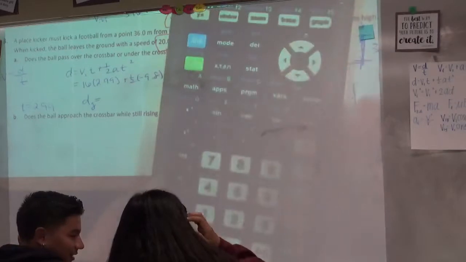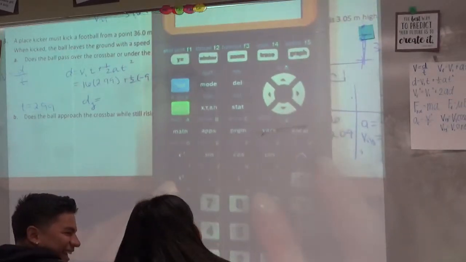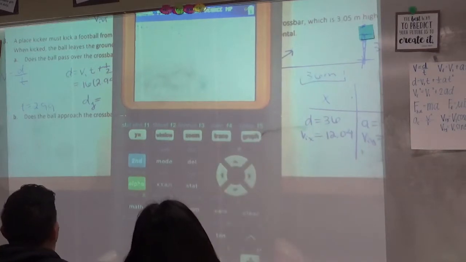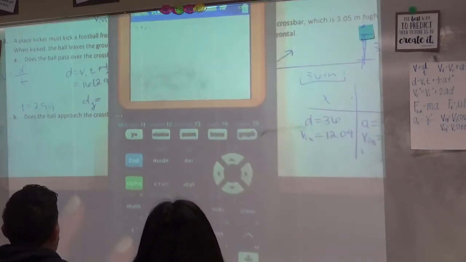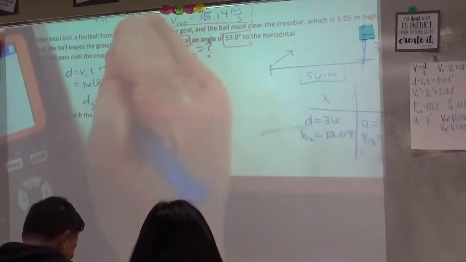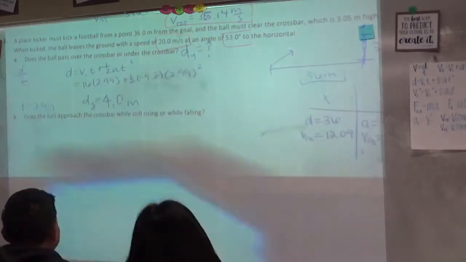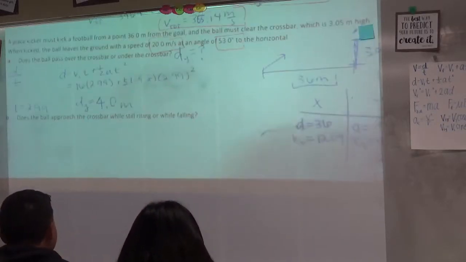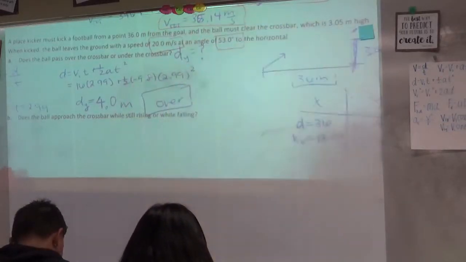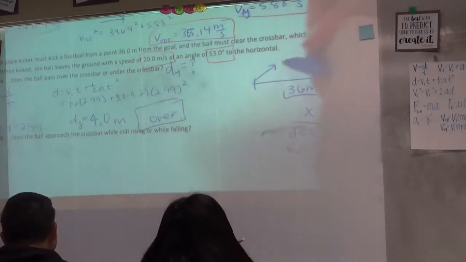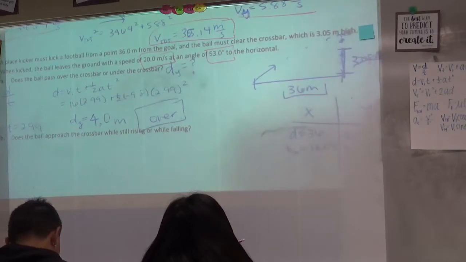Okay, let's do this together. 16 times 2.99 plus 1/2 of negative 9.8 times t squared. So you should get 4.0 something? Yeah. Okay, so does it go over or under the crossbar? Over, because the crossbar was 3.05 meters high. If it's going up at 4 meters high, then it's definitely over the crossbar.